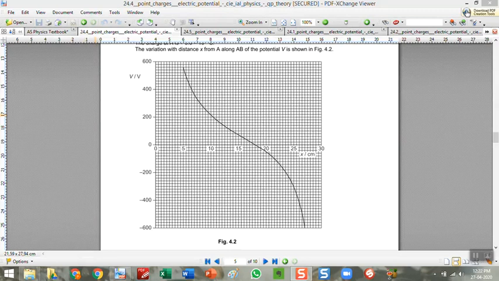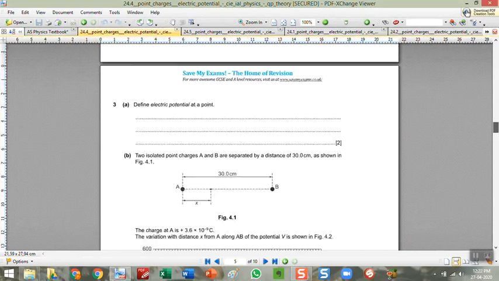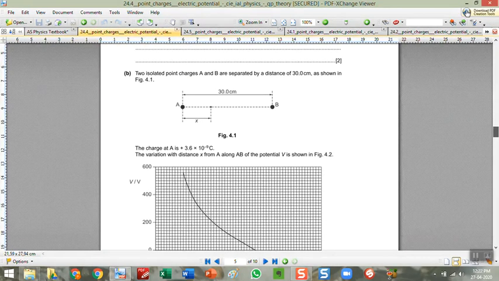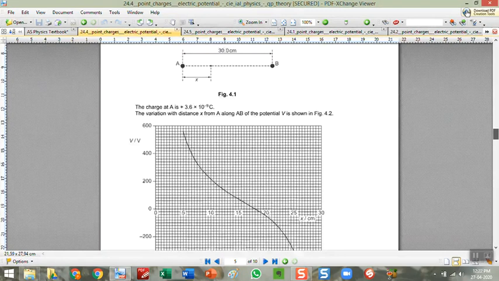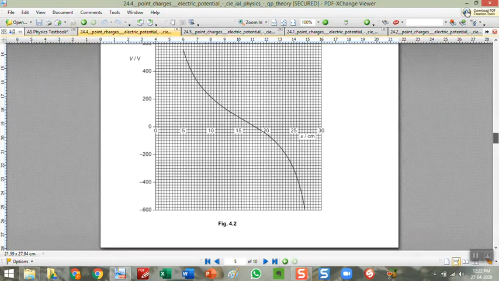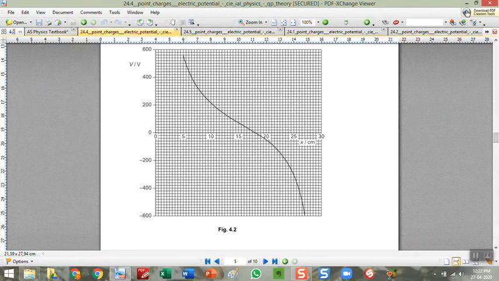Now we look at a question, guys. We're just going to analyze a few graphs. So here we've got a potential distance graph. There are two objects. They don't tell us the charges of them. The one is positive. Now we can see, firstly, if we look at this point here, we can use that point to calculate the radius.